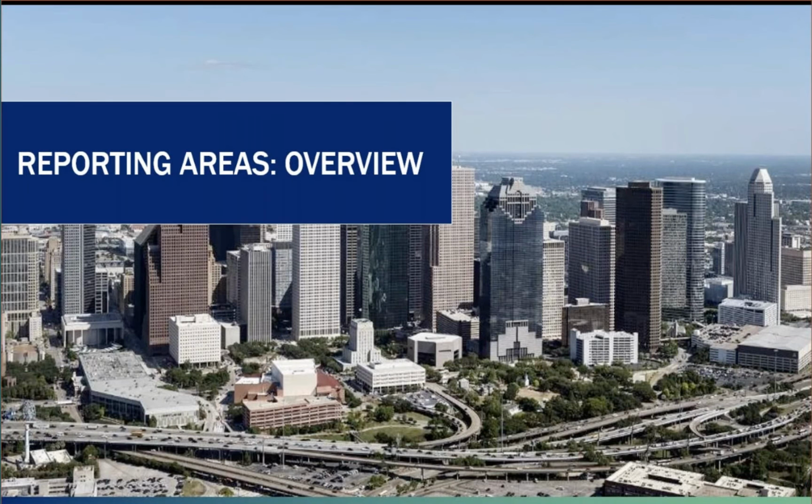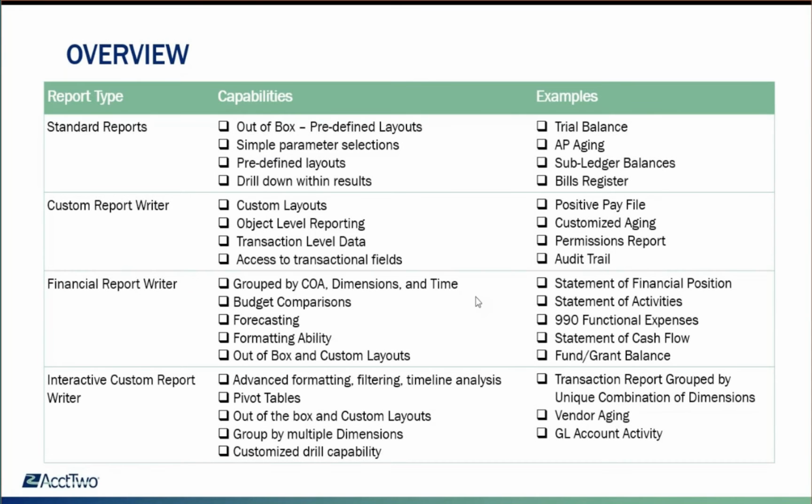So let's start with an overview of the reporting areas inside of Sage Intacct. There are 4 reporting areas inside Sage Intacct. They are standard, custom, financial, and interactive custom report writer. Let me just tell you a little bit about each of these 4 types, and then we'll dive into each one more in depth.